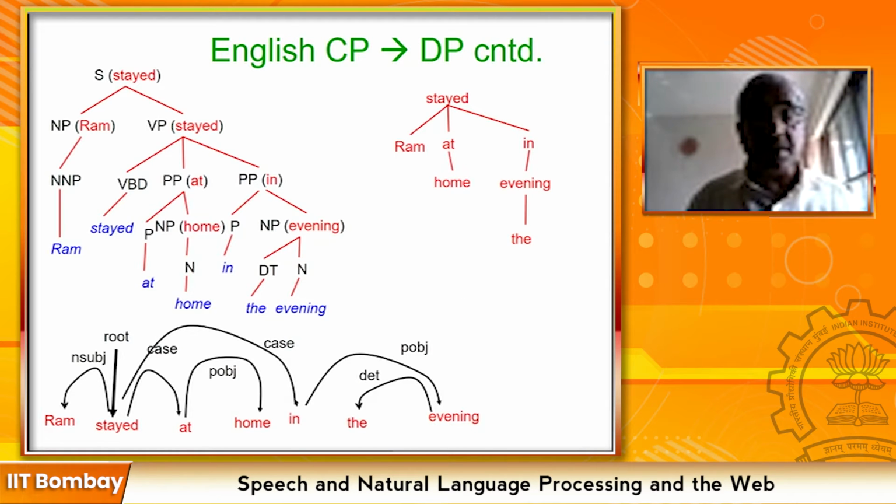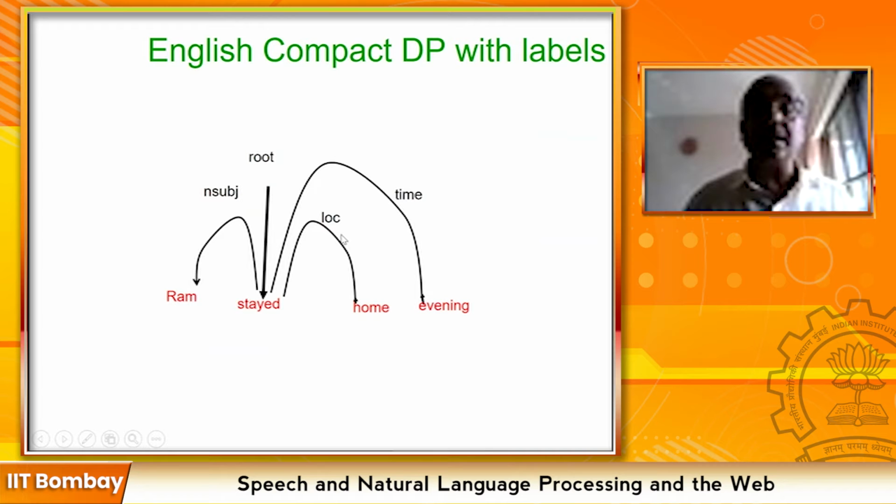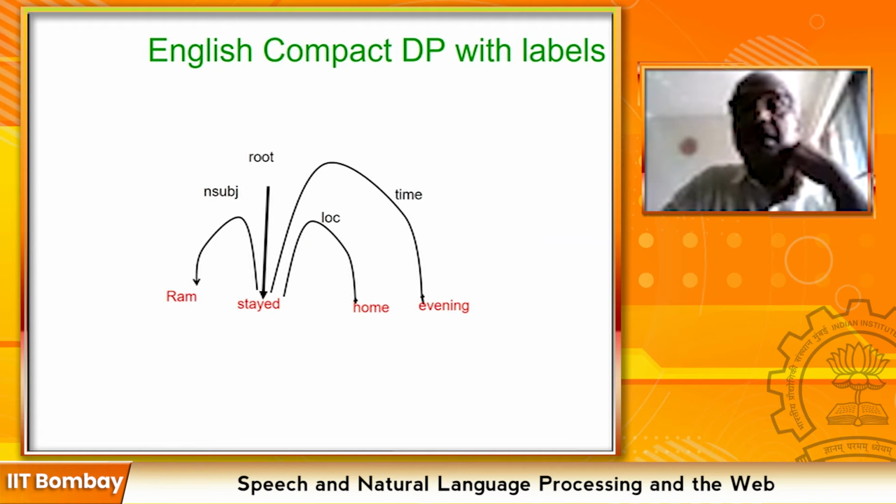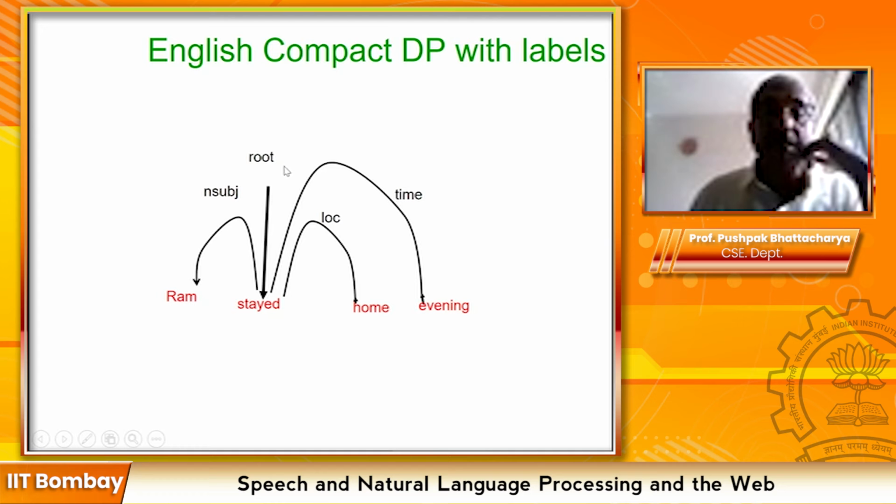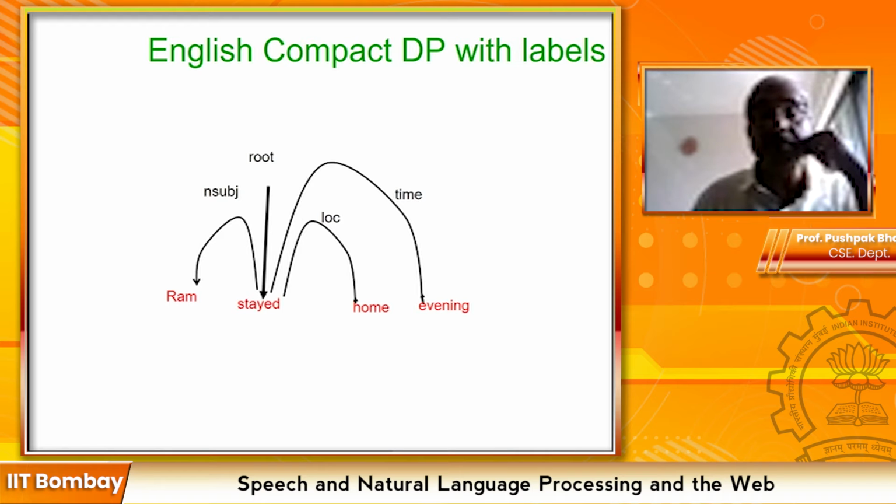An interesting point is missed. See, from that dependency tree, root and nsubj, case, etc., I can get a very compact dependency tree by dropping what are called function words. Function words are prepositions, conjunctions, determiners. I leave only the content words, namely adjective, adverb, noun, and verb. I retain only those four categories. Then I have a very compact graph. Root goes to stay. This nsubj goes to Ram. And then stay to evening is the time relationship. So notice that in and the both have disappeared. And stay to home is location information, loc. So this becomes an extremely simple dependency graph, but with very, very informative labels.